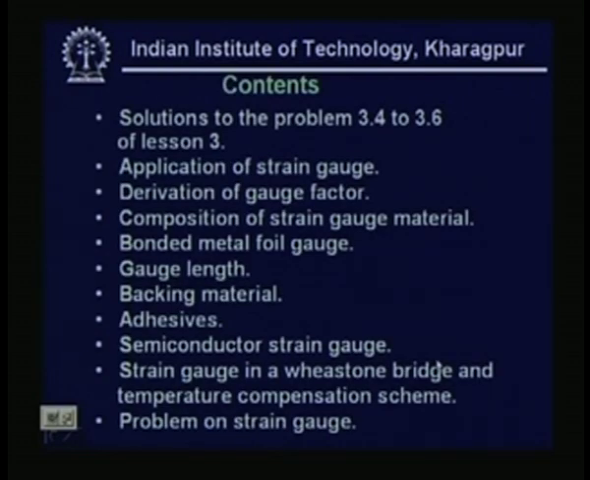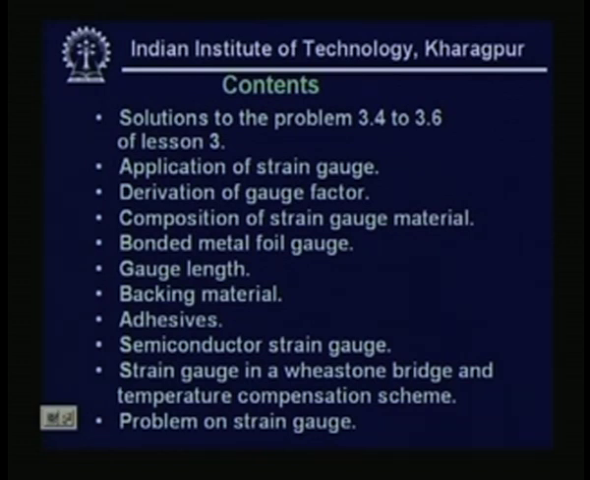Now, contents as I told: solution to the problems of 3.4 to 3.6 of lesson 3, application of strain gauge, derivations of gauge factor, composition of the strain gauge material, bonded metal foil gauge, gauge length, backing material, adhesives, semiconductor strain gauge in a Wheatstone bridge, and temperature compensation scheme, and problem on strain gauge. We will solve some problems later on also.